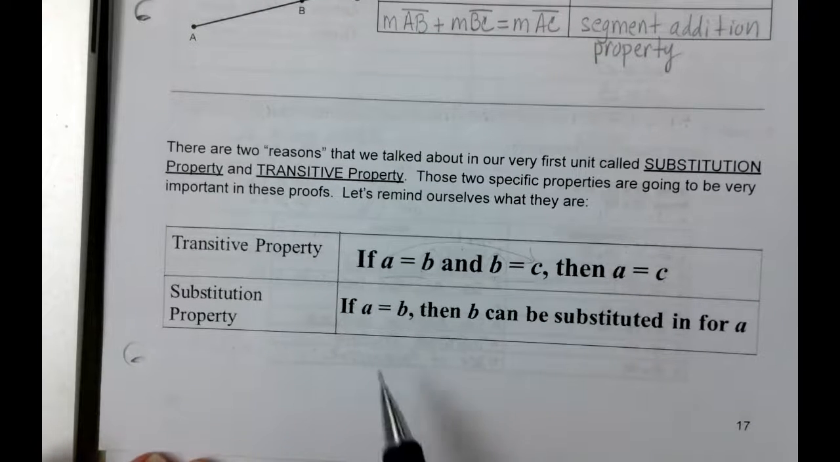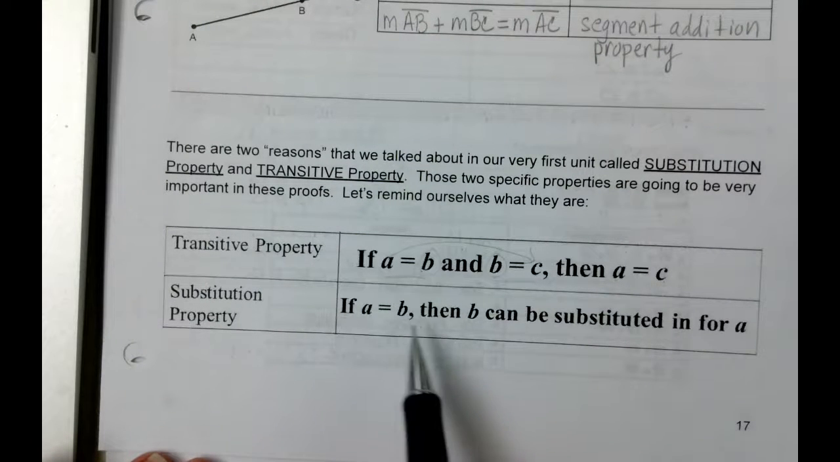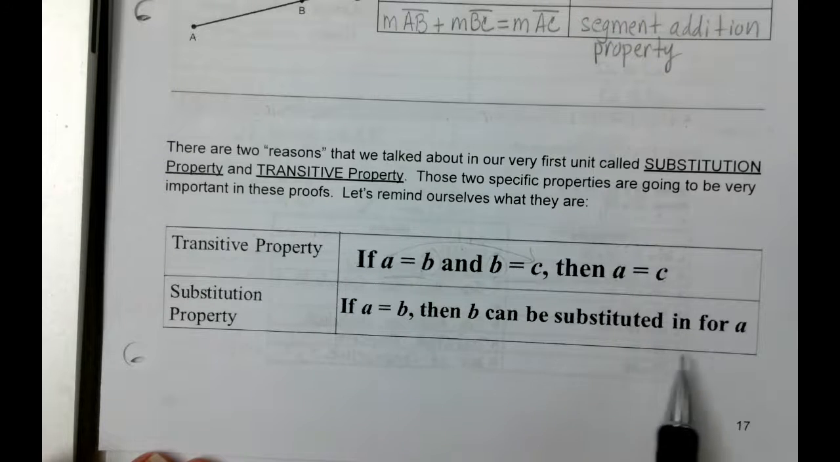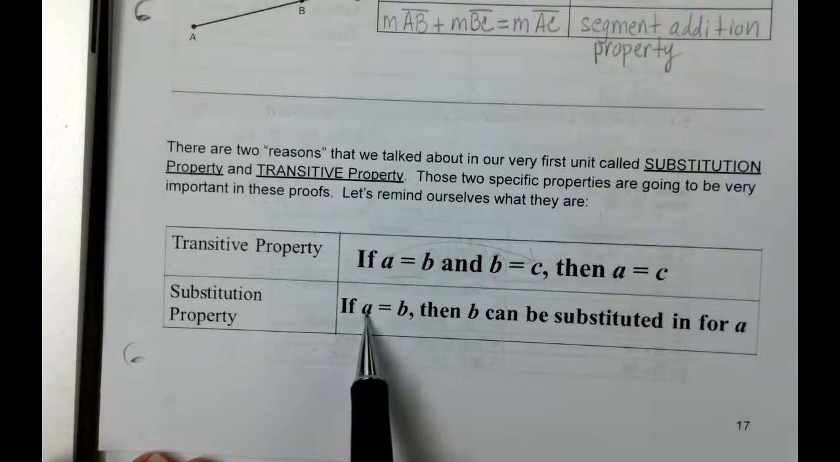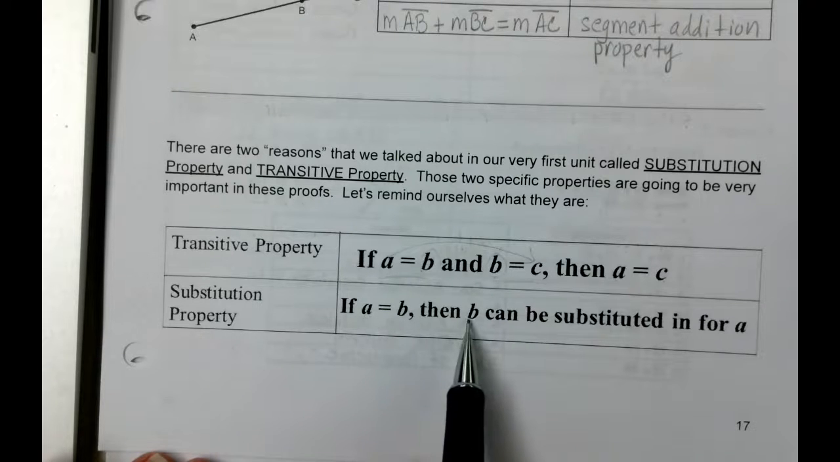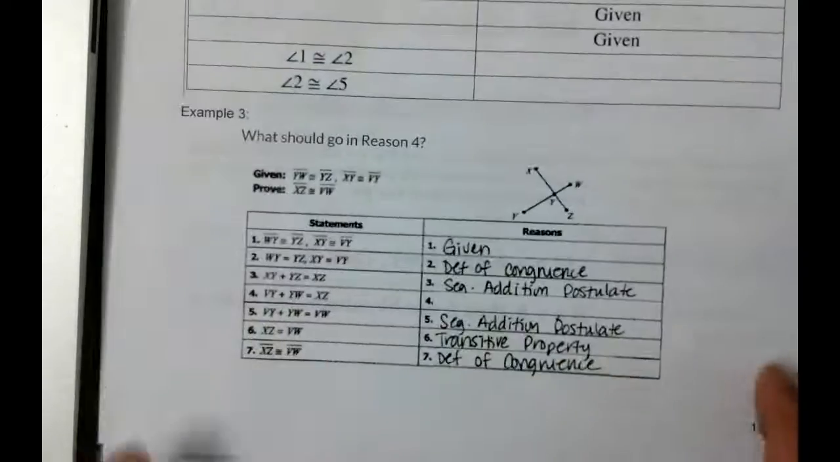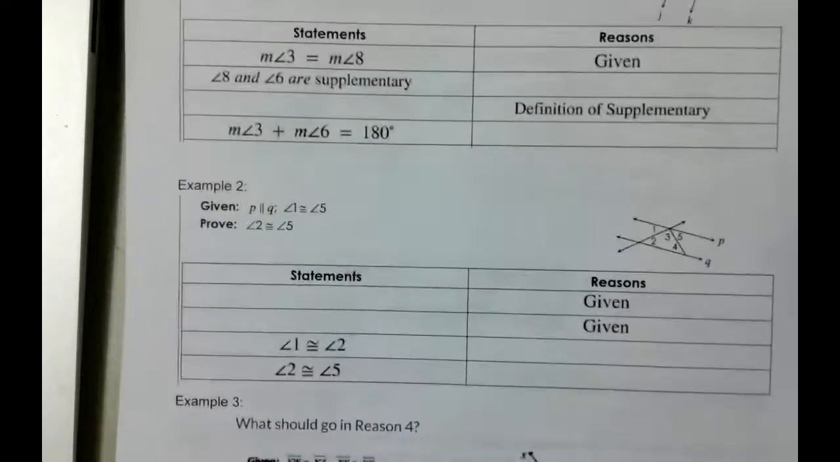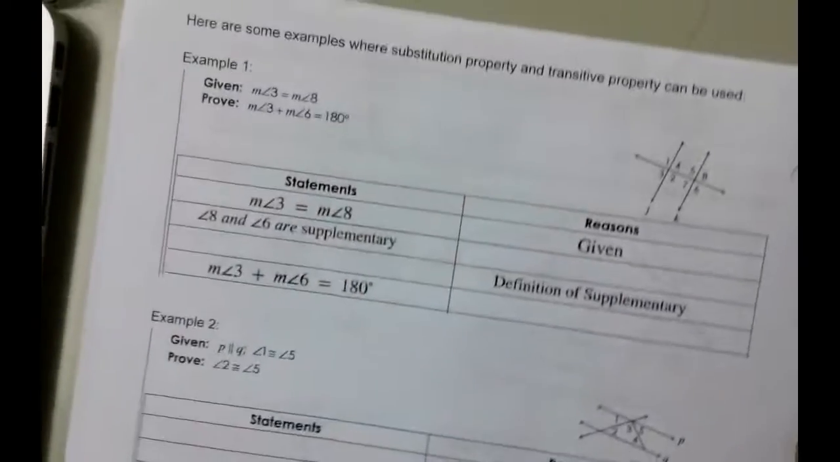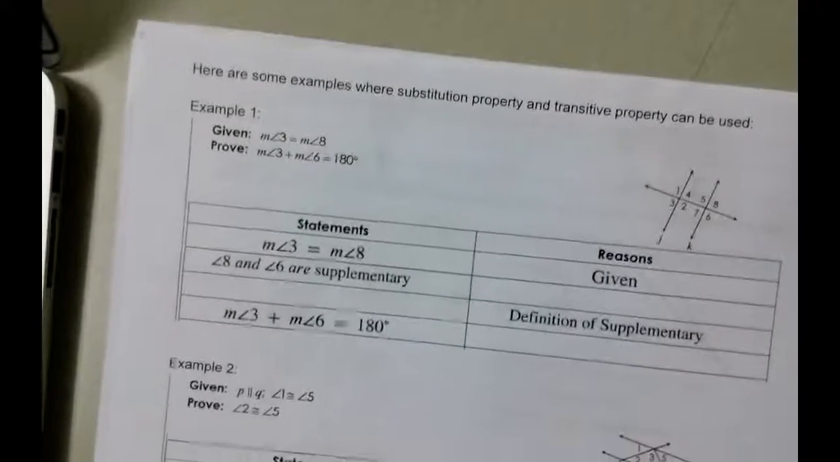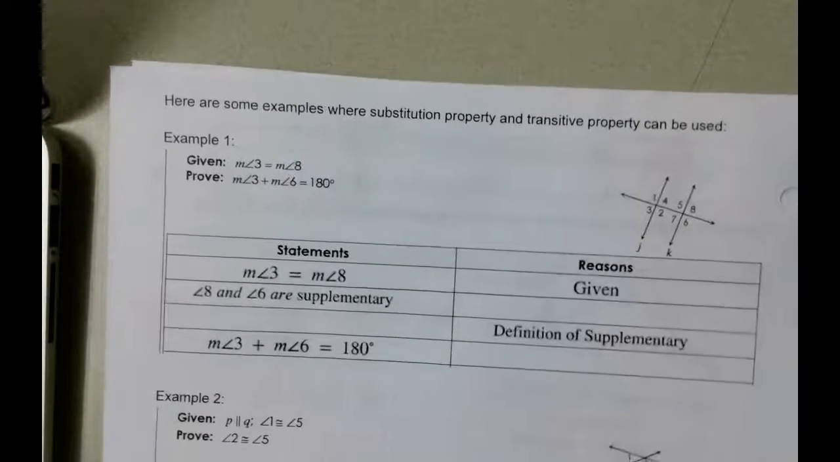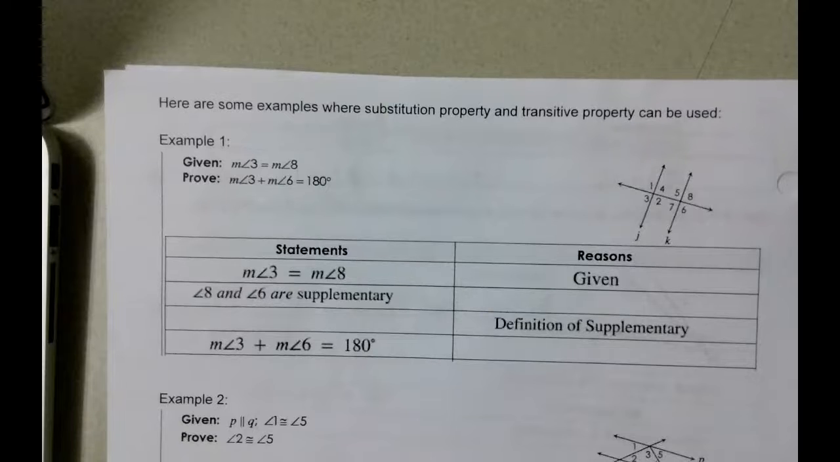The substitution property says if A equals B, then B can be substituted in for A. So instead of writing A, we can fill in whatever B equals for A. So as we turn our paper over, here are a couple of proofs to take a look at involving the transitive property and substitution.